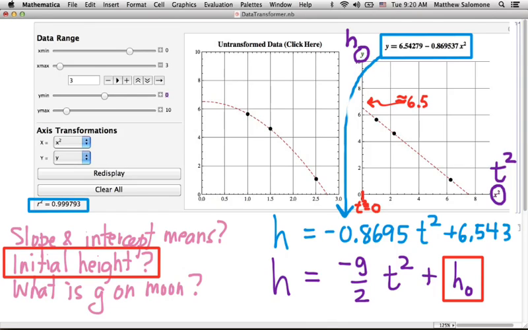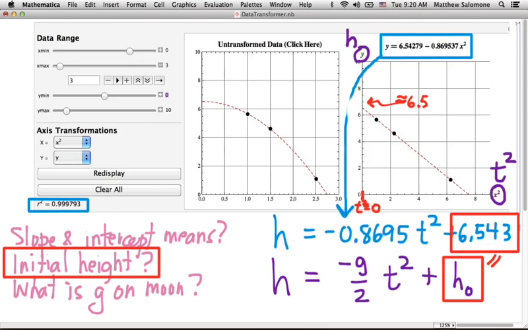Now, what does that match up with in our regression equation? What number? The number that's just a constant, right? The number that doesn't have a variable attached to it on the right-hand side, the 6.543. In other words, that's where we find our initial height.